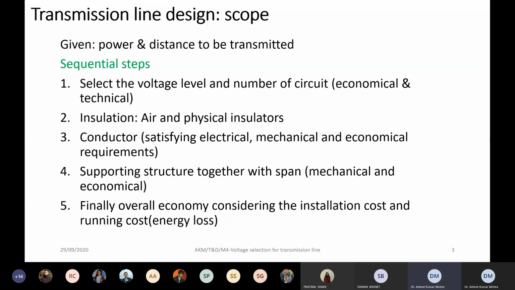the transmission line design. These 5 steps include: the first step is selection of the voltage level and number of circuits. I have explained that we should select the voltage level and number of circuits together in an optimum manner when we start the transmission line design, based on economic and technical requirements. We will discuss steps 2 to 5, each and every one as a chapter itself. So I am not going to discuss them again right now.